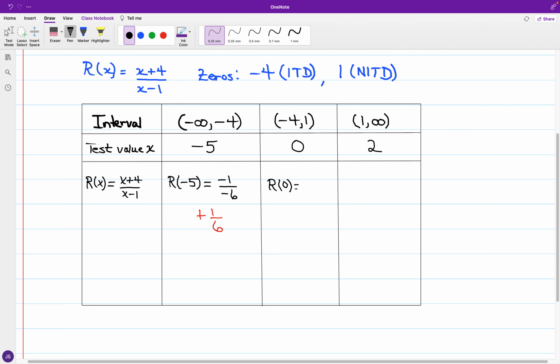And in the case of r of 0, we have 0 plus 4 is 4, 0 minus 1 is negative 1, and 4 over negative 1 is negative 4. And in the case of r of 2, we have 2 plus 4 is 6, 2 minus 1 is 1, and we have a 6-to-1 ratio, so we have a positive 6.